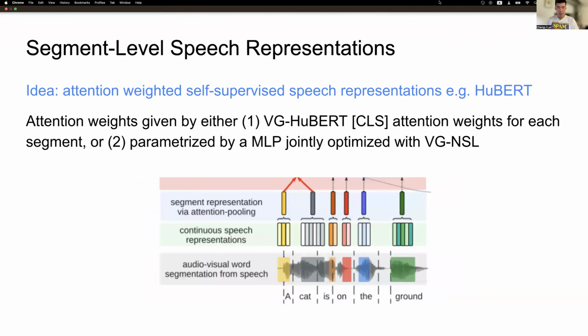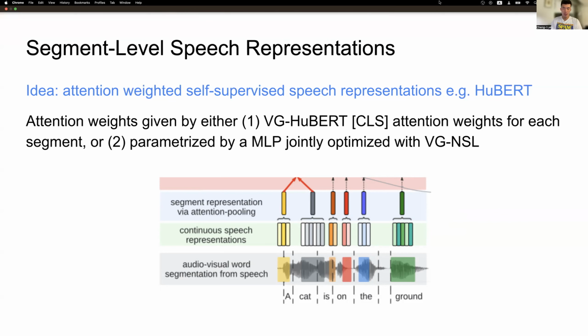Now, given the word segments, we want to extract the segment-level speech representation. And the idea here is that we can obtain the segment-level representation by attention weighting over the frame-level speech representations.